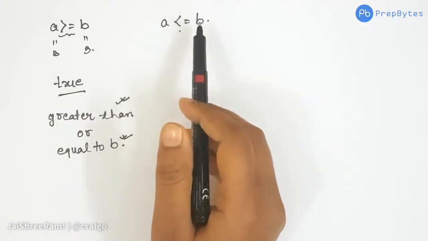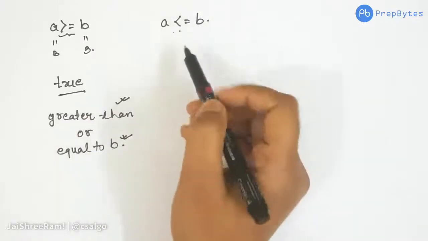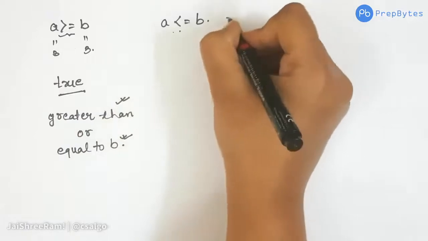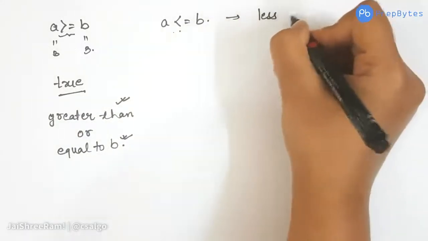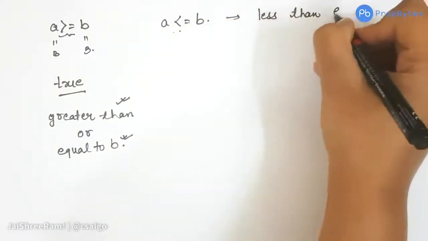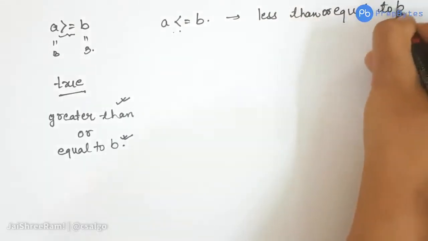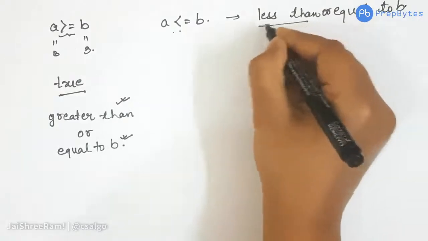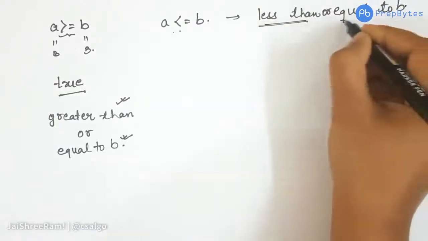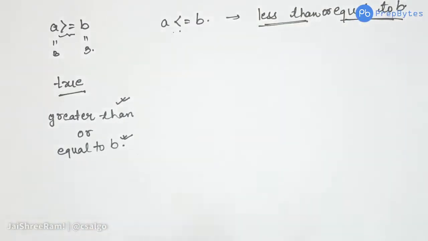Here the vice versa is happening. We are checking whether A is less than or equal to B. So even if A is less than B or equal to B, my output is going to be true, else my output is going to be false.